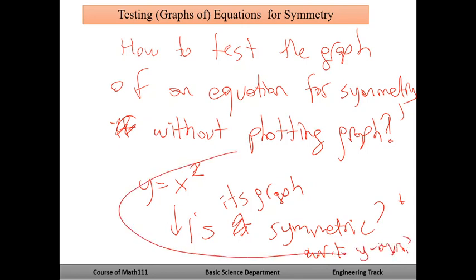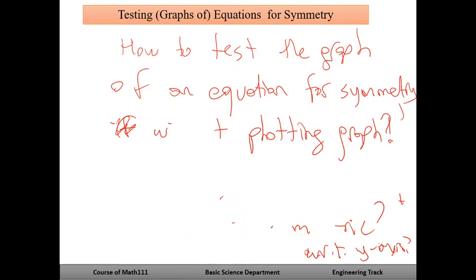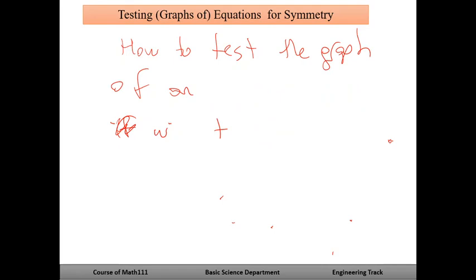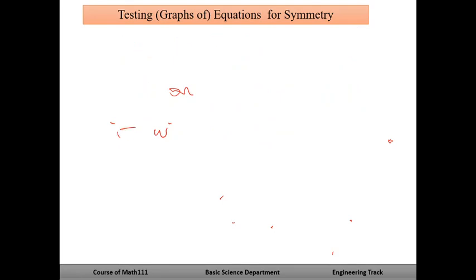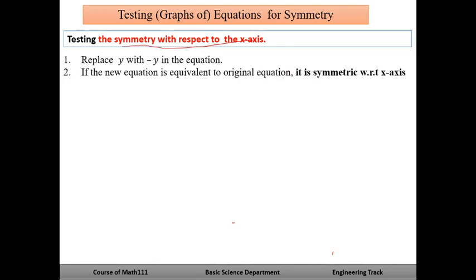So this is the question here. Without graphing, can we tell if the equation gives a symmetric graph? Now here are the criteria. Testing the symmetry with respect to the x-axis: you will replace y with minus y in the equation, and if the new equation is equivalent to the original equation, then we say it's symmetric with respect to the x-axis.